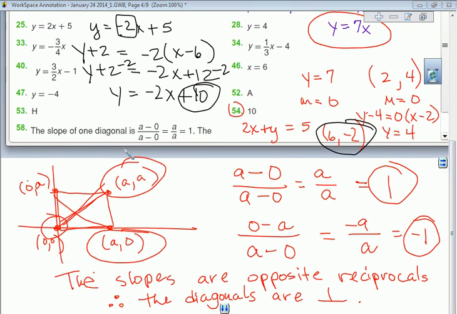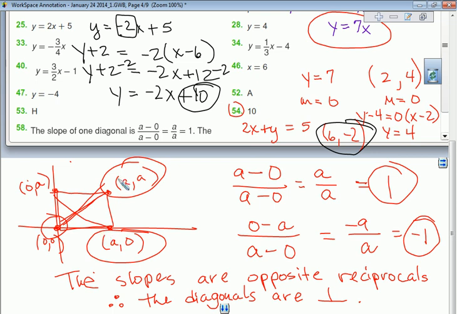Now, number 58. As I walked around, I saw that some of you left 58 because you got to it and you saw some variables and you thought, wow, this is harder than what I can do. Wrong. You must attempt that. You may not say, wow, this is harder than what I think I can do. Because if we look at it, it's just asking us what the slope of these two lines are.